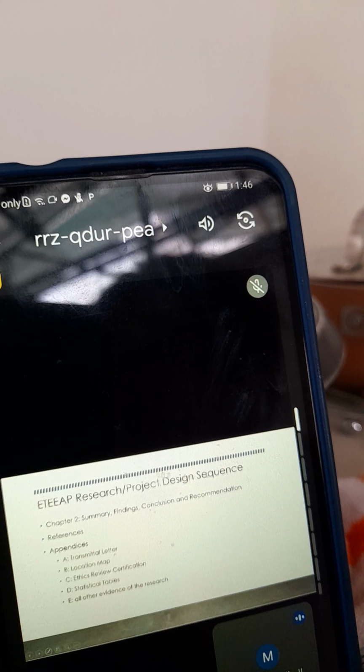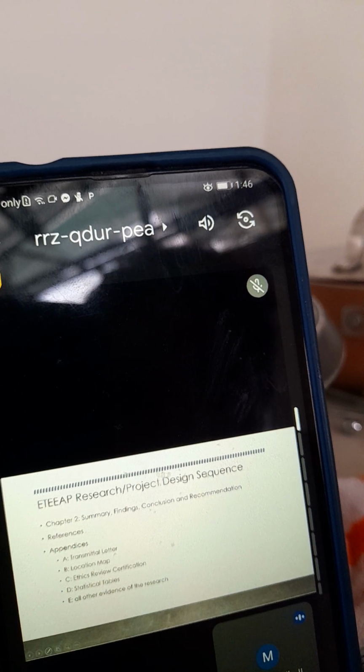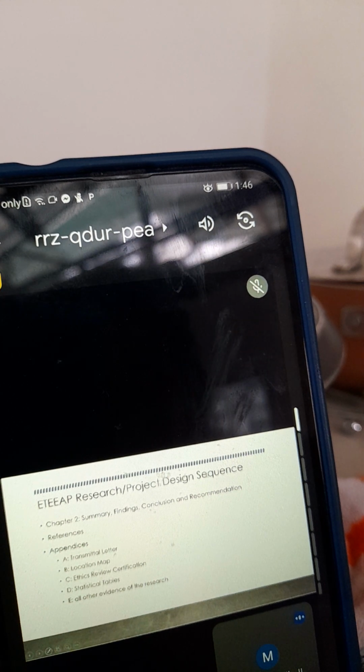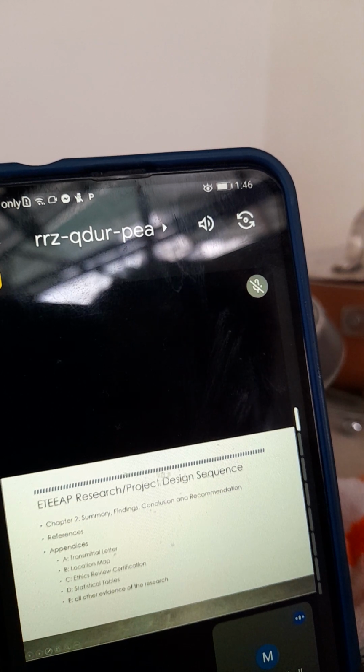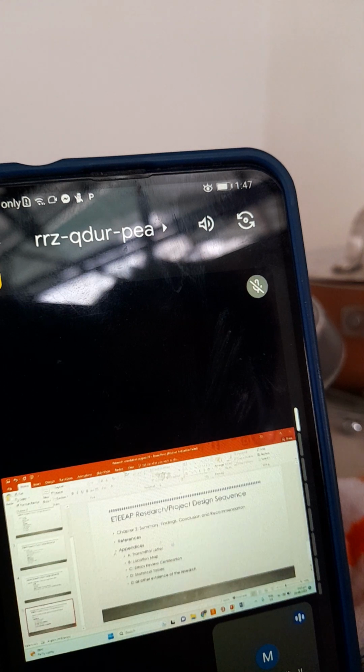This is the sequence for the appendices. First is the transmittal letter. Okay, next you have the location map, ethics review certification, statistical tables, and then the rest from E down, you have the evidence of the conduct of the research. Meaning, if you interview someone, take a picture of them, put that under letter E, F, G, H, I, up to Z. Okay, that's the end of the slide.